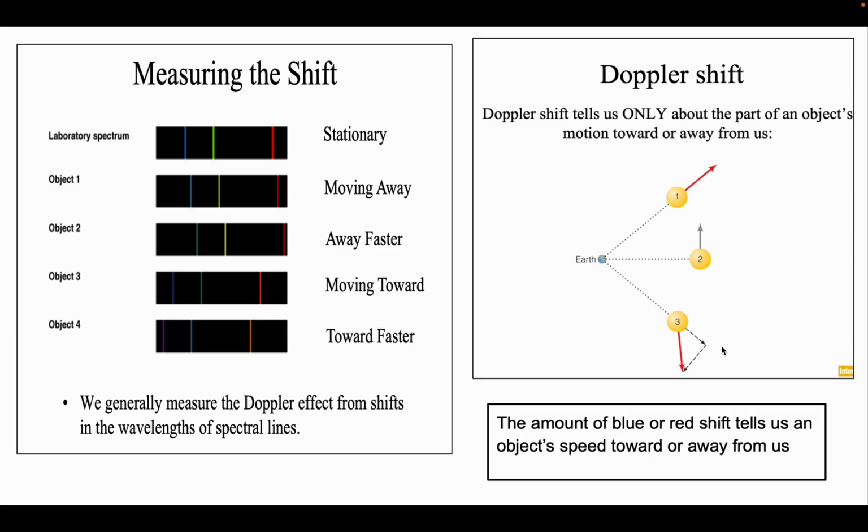The amount of blue shift or red shift tells us about the object's speed towards us or away from us. In this figure you can see, suppose you are sitting on the Earth and another object is moving along this direction. In this case you will not detect any red shift or blue shift, because this velocity component has no part along the line joining you and the object.